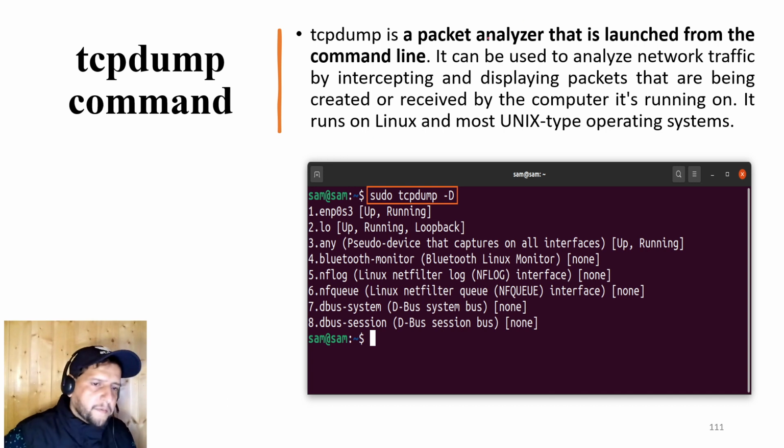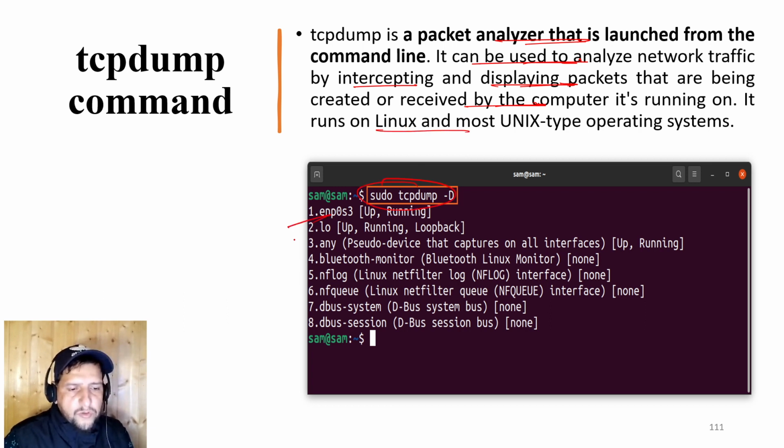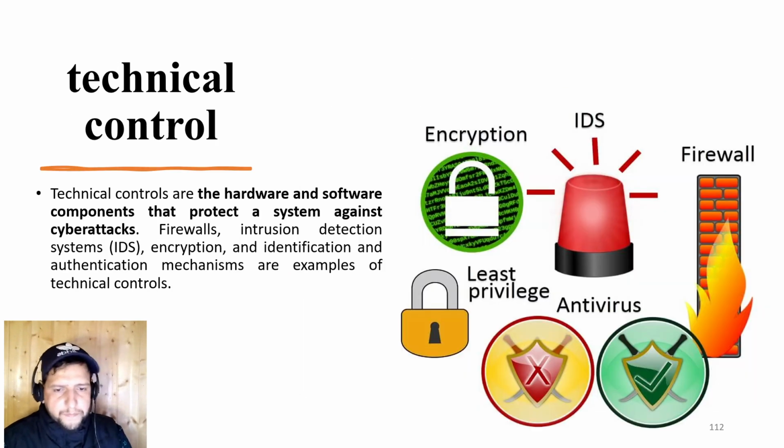TCP dump is a packet analyzer that is launched from the command line. It can be used to analyze network traffic by intercepting and displaying packets that are being created or received by the computer it is running on. It runs on Linux or Unix. So this displays all the ports on which it's going to listen, and then you do tcpdump -i, give the interface it is going to listen on for those packets, then you do Control C to stop it.